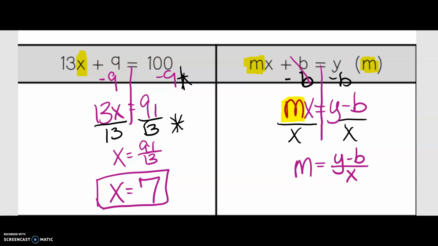And of course, if you can reduce your fraction, you need to do that. But in this case, we can't. We can't do anything else with this fraction. That is reduced as far as it can go without there being any numbers in there. So we're just going to leave it just like that. M is equal to y minus b over x.